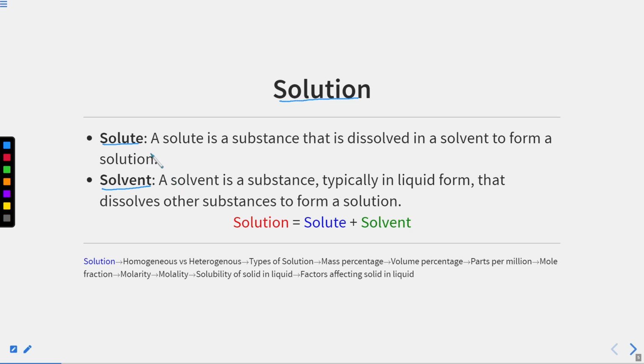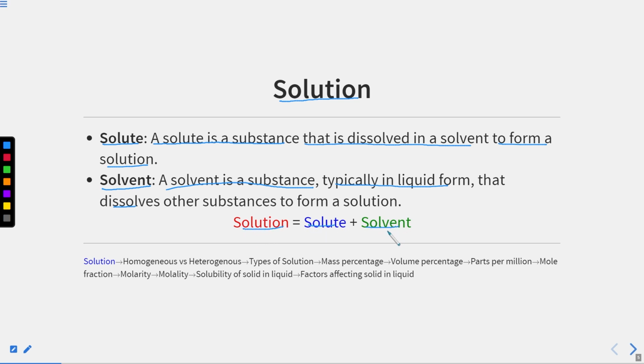And the same definition is written here also. For solute, we can say that a solute is a substance that is dissolved in a solvent to form a solution. While what is solvent? A solvent is a substance that is typically in liquid form. Throughout the chapter, we will see that we are taking most of the solvent in the form of liquid. This should be kept in mind, and it dissolves the solute in itself. And together this solution is made up of solute plus solvent.